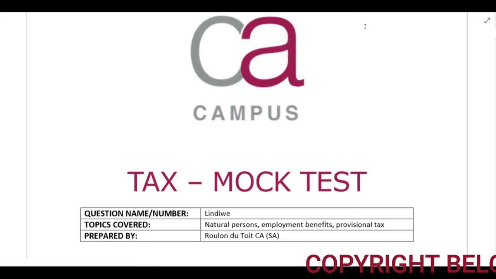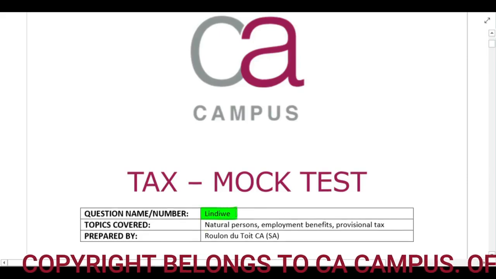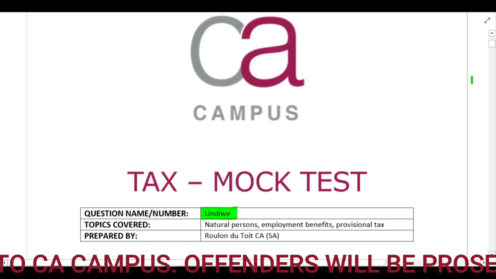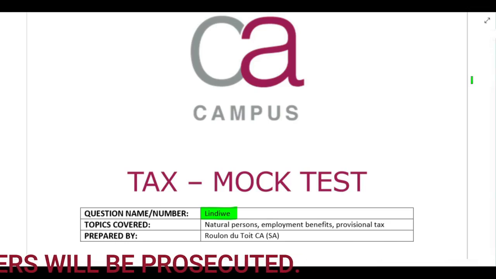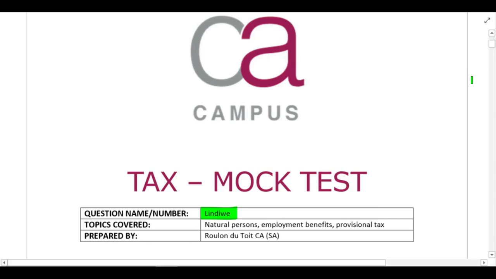Welcome to this mock test. This mock test is called Lindiwe. Now, before I continue, please remember that you should attempt this question yourself first and mark yourself to the suggested solution. The point behind this tutorial is to discuss some of the problematic areas and to work through the question and do a little bit of revision basically. So you should attempt it yourself first to see how well you know the work before working through this.